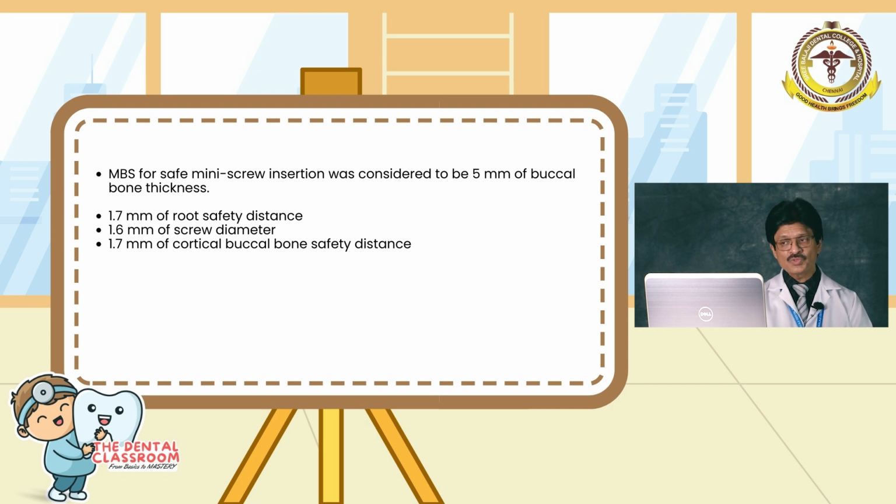For safe mini screw insertion, the MBS was considered to need 5 mm of buccal bone thickness. So in this area you need to have 5 mm. Why so? Because 1.7 mm is the safe root distance so that you do not injure the roots of the mandibular first and the second molars. Your screw could be of a diameter of about 1.6, sometimes even 2 mm. You also need to have 1.7 mm of cortical buccal bone.